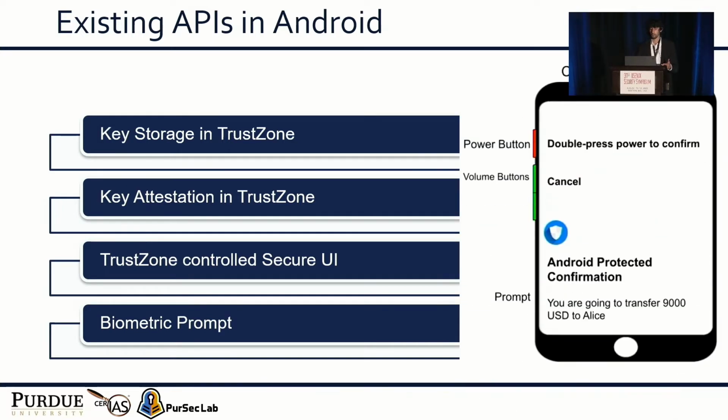Thirdly, we have something called the TrustZone controlled secure UI. Now, this is a special screen that is controlled by the TrustZone, and it ensures that whatever is seen on the screen, like this prompt, is exactly what is signed. And in order to sign this, you have to press a specific button, like this power button on a Pixel 3, which you have to double press to confirm this. And this input goes directly to your secure hardware.